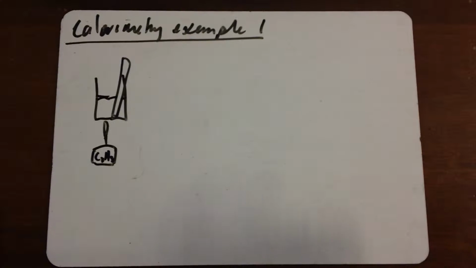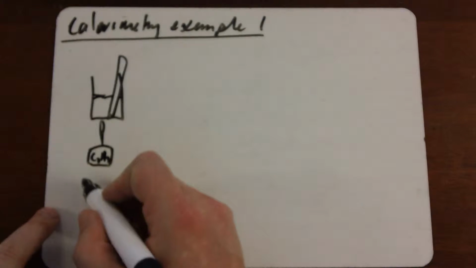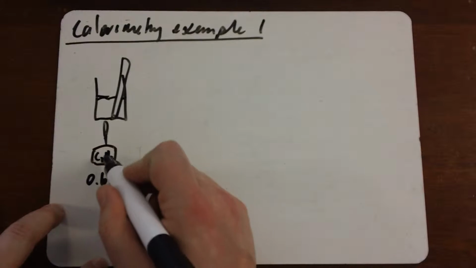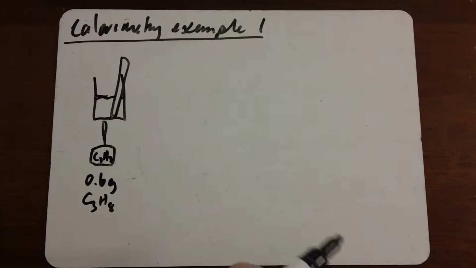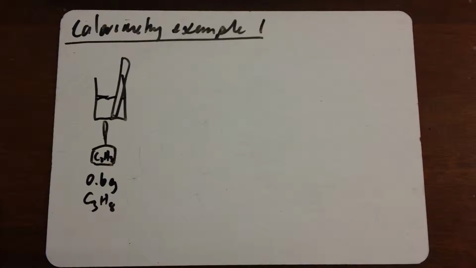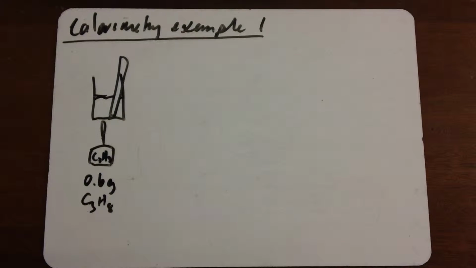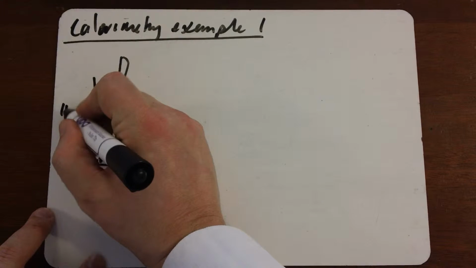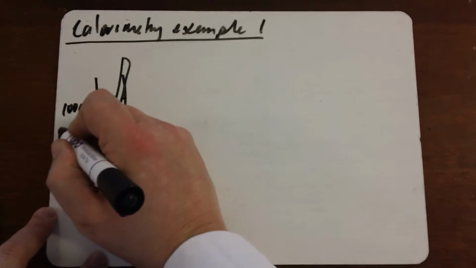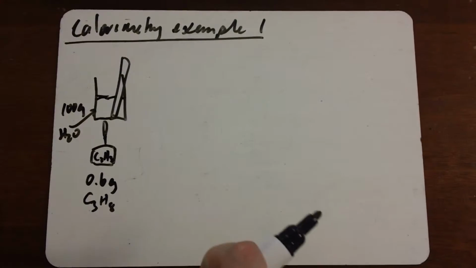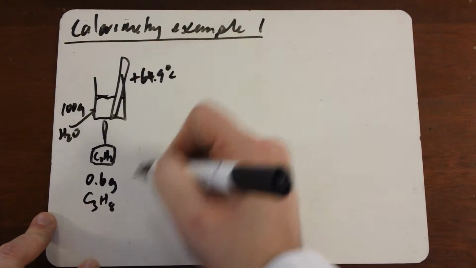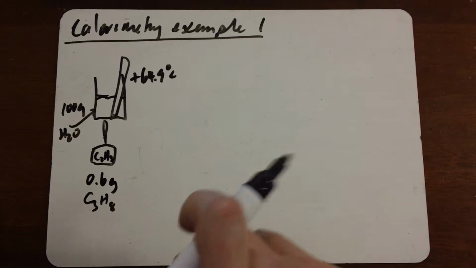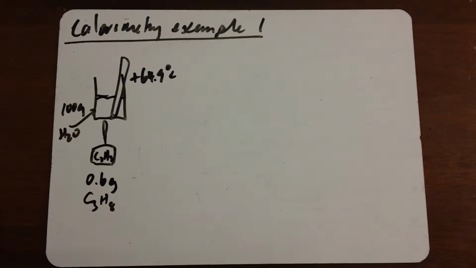Calorimetry example number 1. It says in an experiment, 0.6 grams of propane, C3H8, was completely burned in oxygen or in air. The heat evolved raised the temperature of 100 grams of water, and it raised it by 64.9 degrees C. So it says use this data to calculate the enthalpy of combustion for propane.